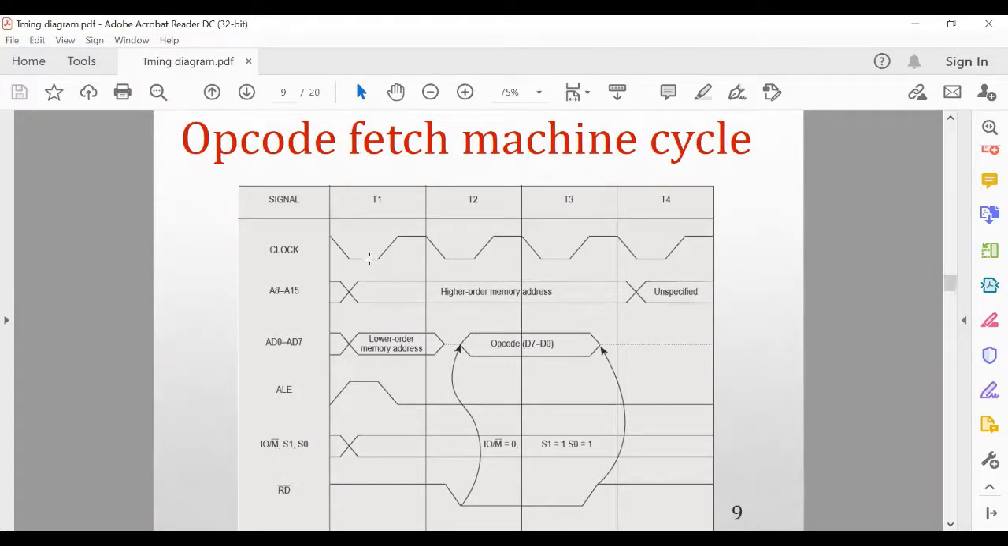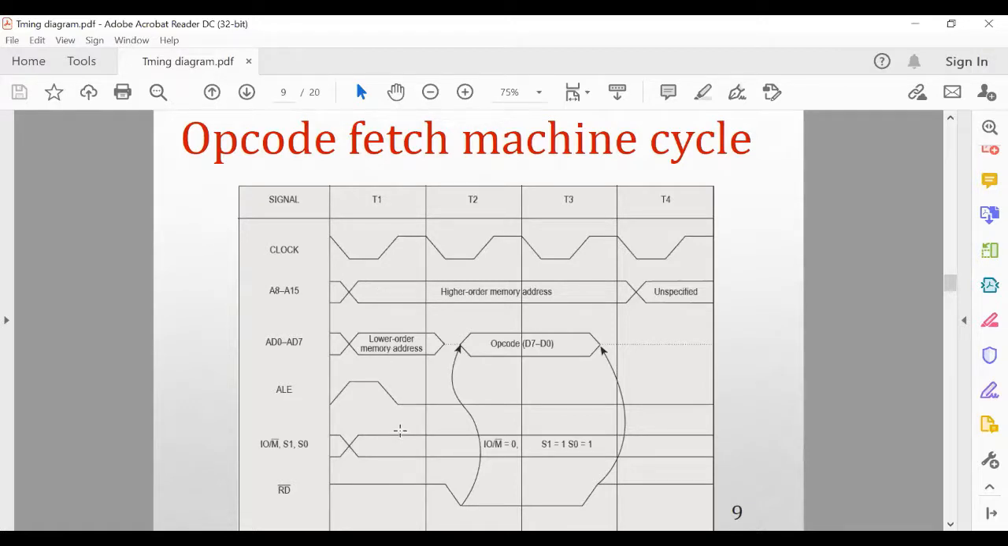So that's why at every opcode fetch machine cycle, at the T1 state, ALE should always be high. When ALE is high, at that time the address will be transferred through this address bus, and this address bus is also used. And at that time the IO/M bar and S1 signals will be varied according to their status, and at that time no fetching operation is performed. That's why no read signal is activated. It just gives the address.